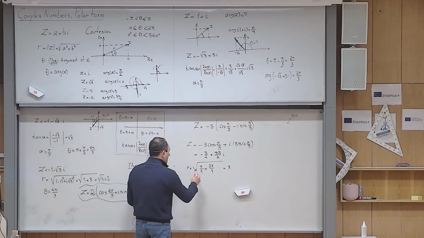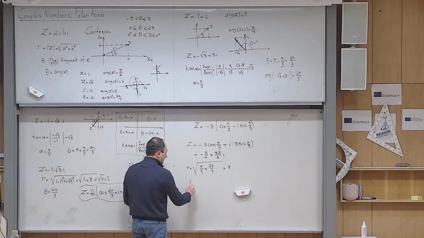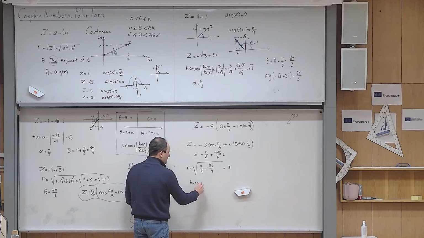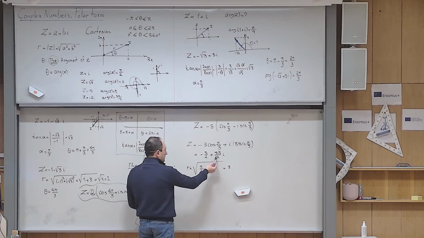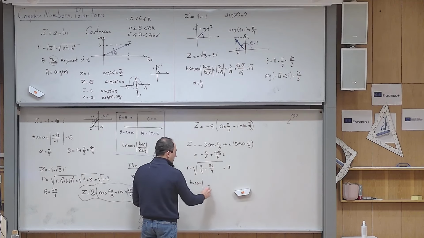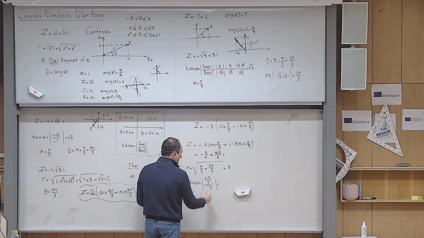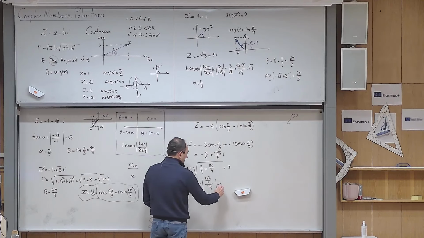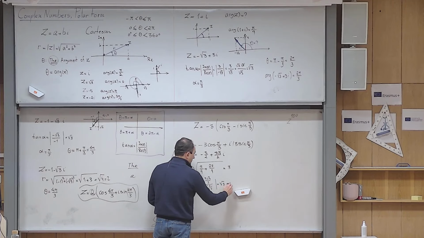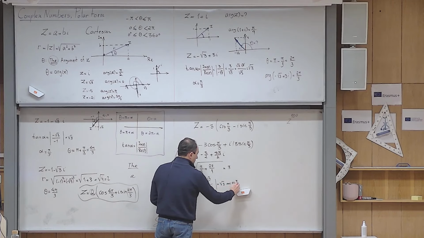Okay, and then what should I find for the argument? So for the argument, you calculate tangent alpha. What is tangent alpha? It is this number divided by that number, in absolute value. So it is 3 square root of 3 over 2 divided by 3 over 2. So the answer becomes what? The square root of 3. So then alpha becomes 60 degrees or pi over 3.